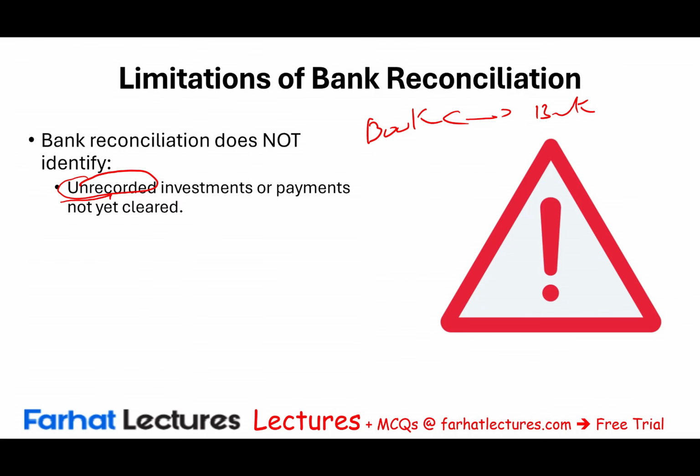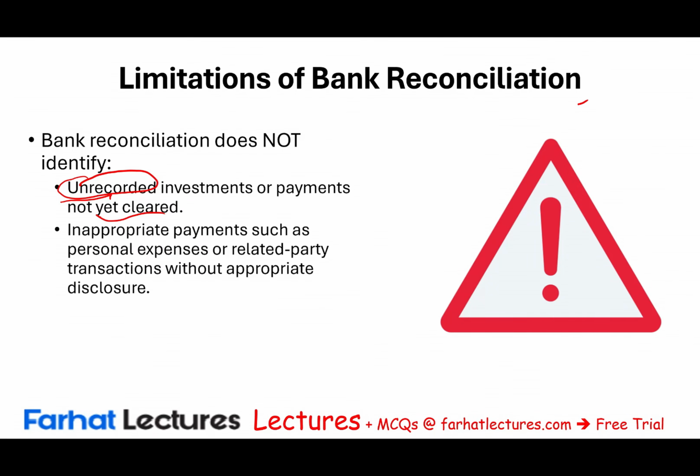The bank reconciliation does not know about this. Eventually it will clear the bank and you would say, well, it's in the bank but it's not on the books. But if it's unrecorded and not yet cleared, it's like you're not aware of it. Okay, the bank reconciliation does not catch it. Inappropriate payments such as personal expenses. If somebody slipped in a payment, and they recorded the payment and it cleared, you have to look very carefully. The bank reconciliation does not say, well, hold on a second, this is a personal expense. You have to look a little bit further to make sure of the purpose of it.